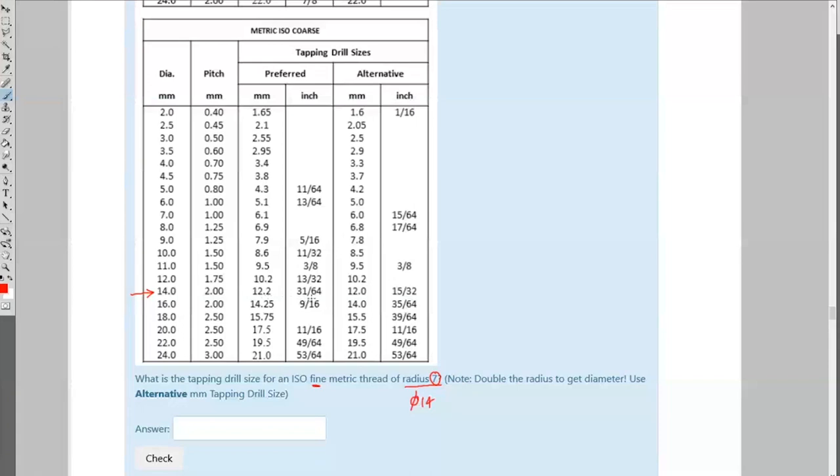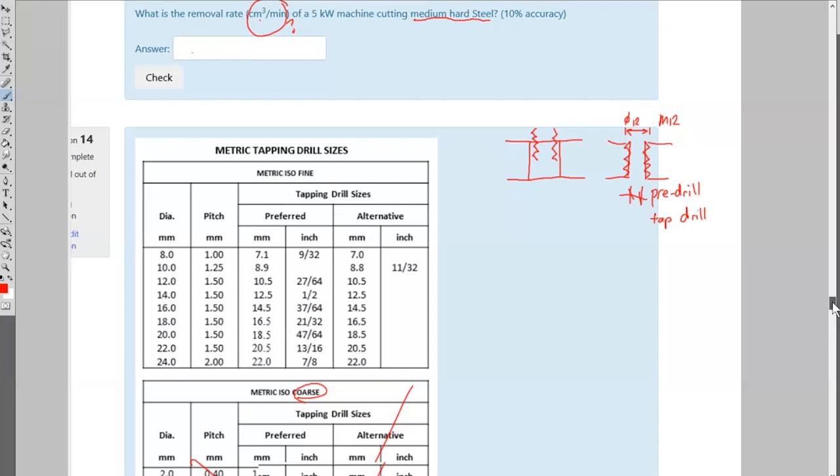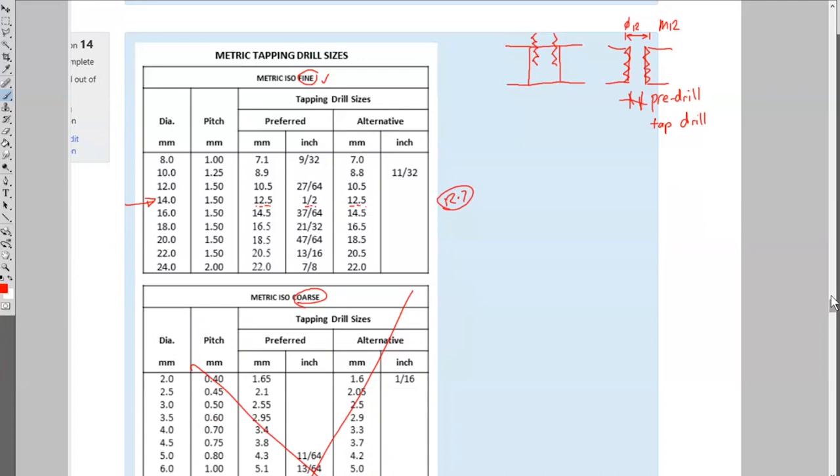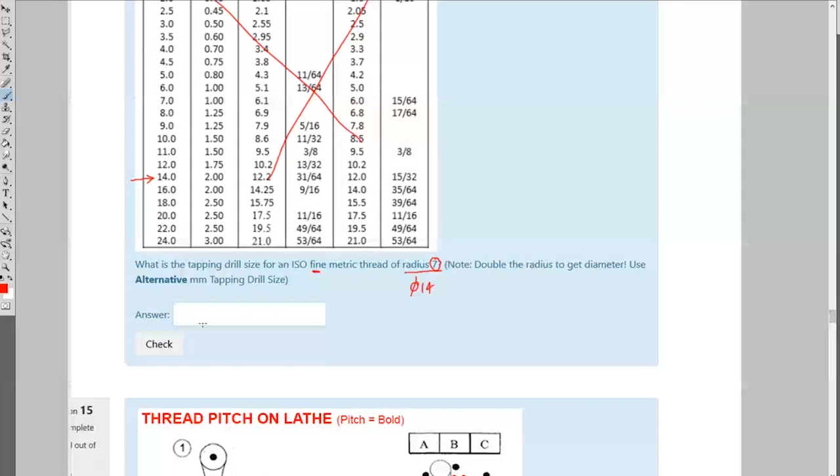So metric is this coarse, so that's no good. Can't use this one. Fine, yeah. Fine threads, 14 mil. That's this one here. And we can do a 12.5, or we can do a half inch. By the way, half inch is 12.7, so the half inch would be a little bit looser. It won't be as hard to get through. So if you're using stainless, maybe half inch might be better. Now, 12.5. That's the drill size. So you're drilling 12.5 millimeter and then tapping it out to an M14.